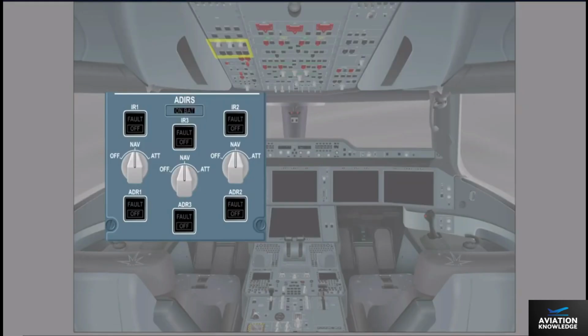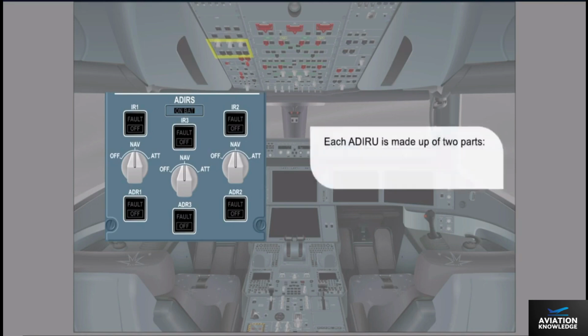The ADIRS is comprised of 3 individual Air Data Inertial Reference Units, ADIRUs. Each ADIRU is made up of 2 parts. These are the Air Data Reference, ADR unit, and the Inertial Reference, IR unit. Both the Air Data Reference and the Inertial Reference can operate independently.